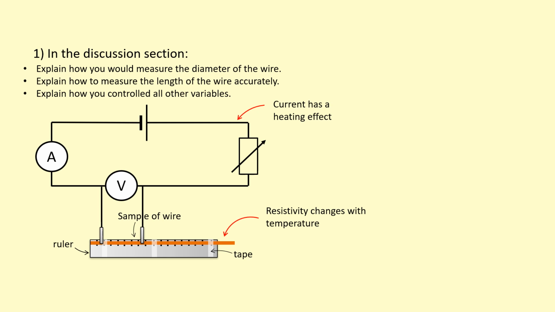So to avoid the current changing, we're going to use the variable resistor, and we're going to keep the current at a reasonable and low value so that it doesn't cause the wire to heat up.